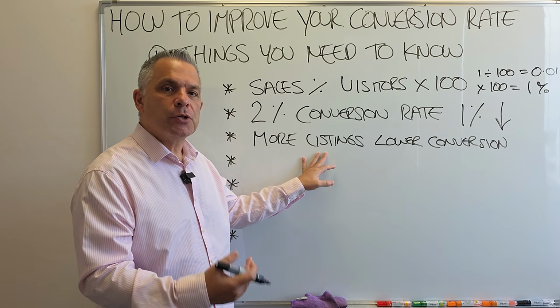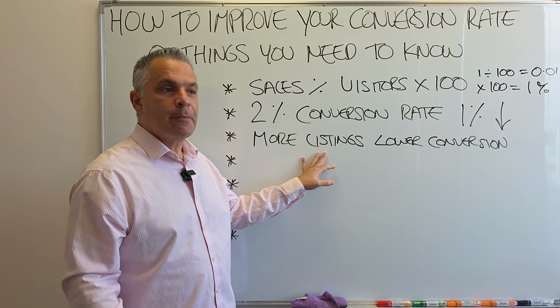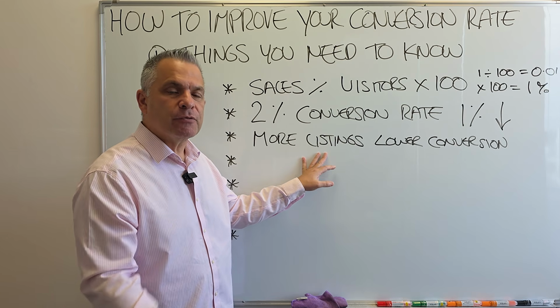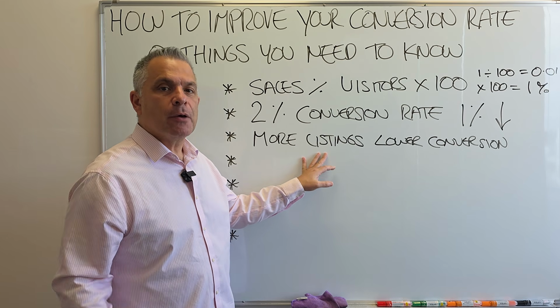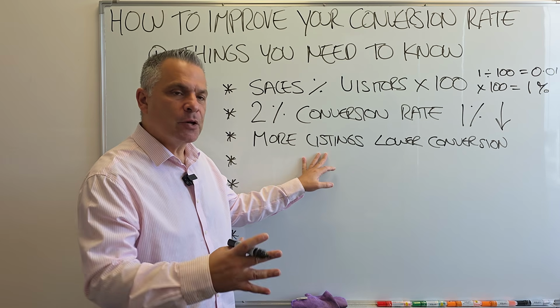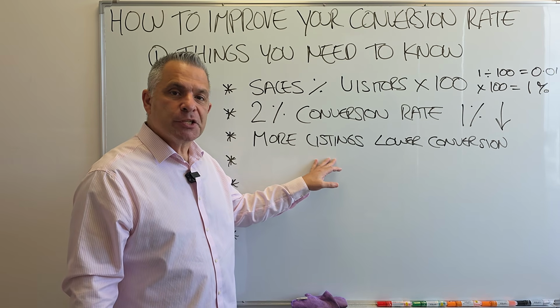You can't hold a 4% conversion rate across 1,000 listings, 1,500, 2,000 listings. Most people can't. It does depend on what you sell, right? So just expect that.